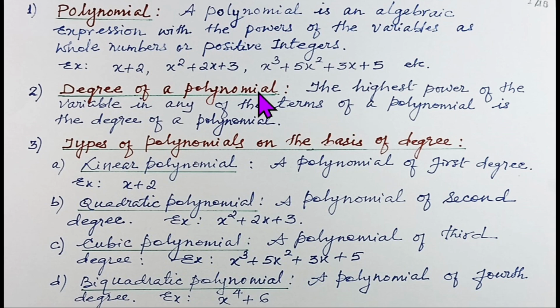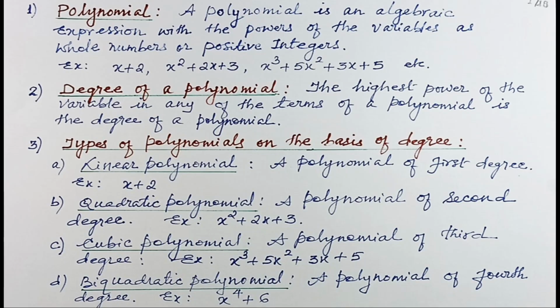Now, what is degree of a polynomial? The highest power of the variable in any polynomial is the degree of that polynomial. For example, in this polynomial, the power of x is 1, therefore it is a first degree polynomial. In this, the highest power is 2, therefore it is a second degree polynomial. In this, the highest power is 3, and therefore it is a third degree polynomial. Please remember that. So the highest power of the variable in any term of a polynomial decides the degree of a polynomial.